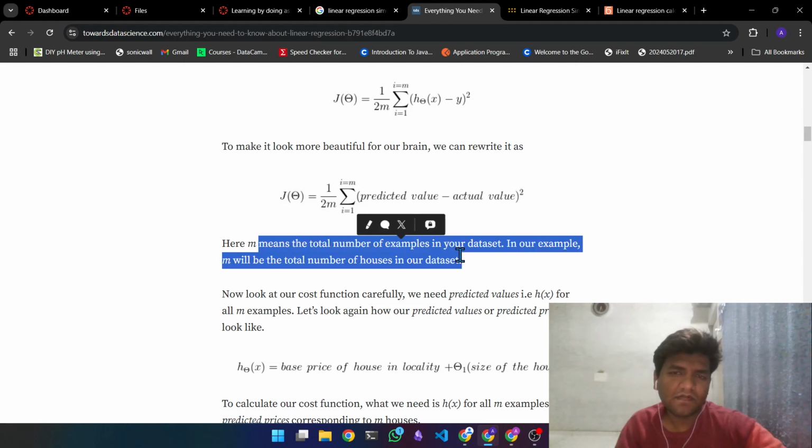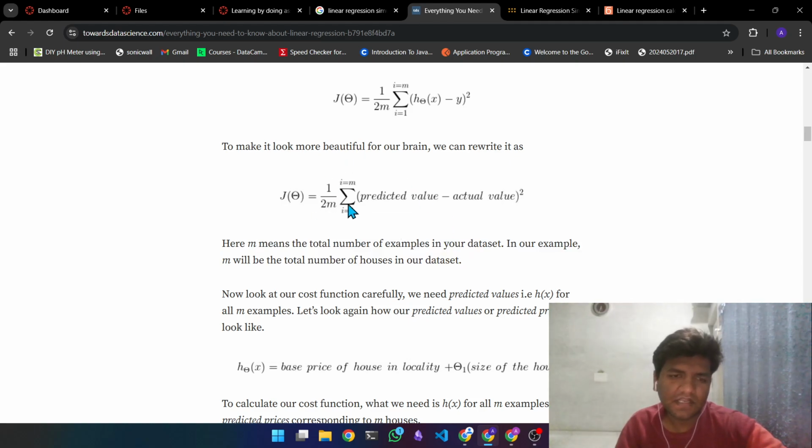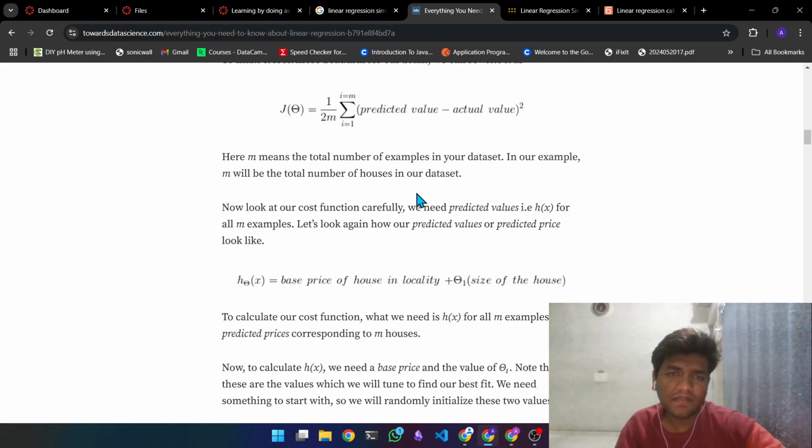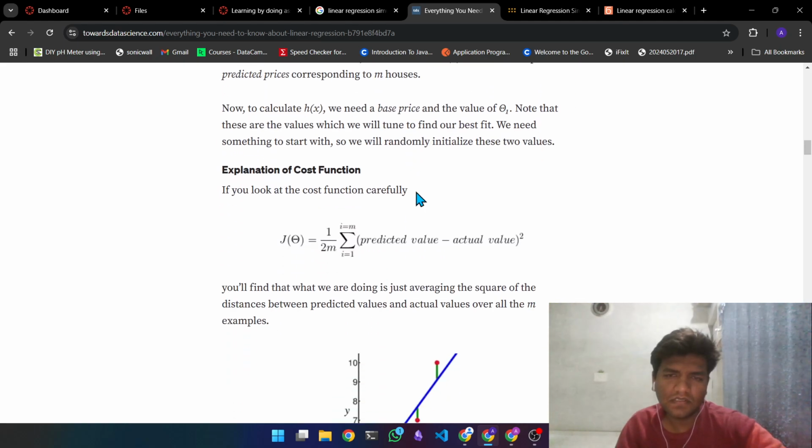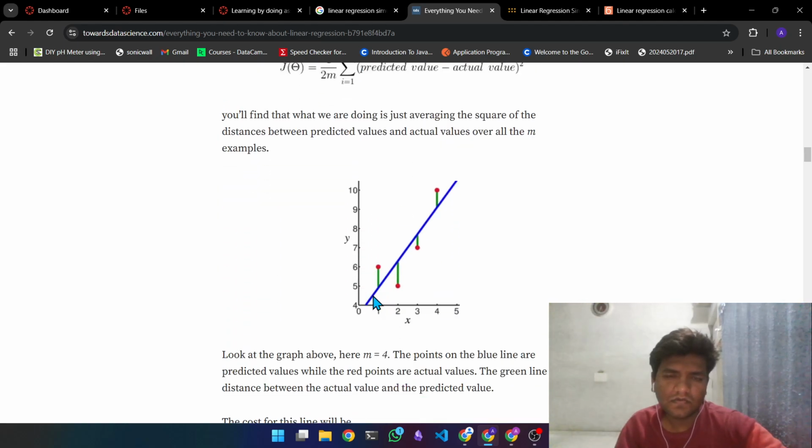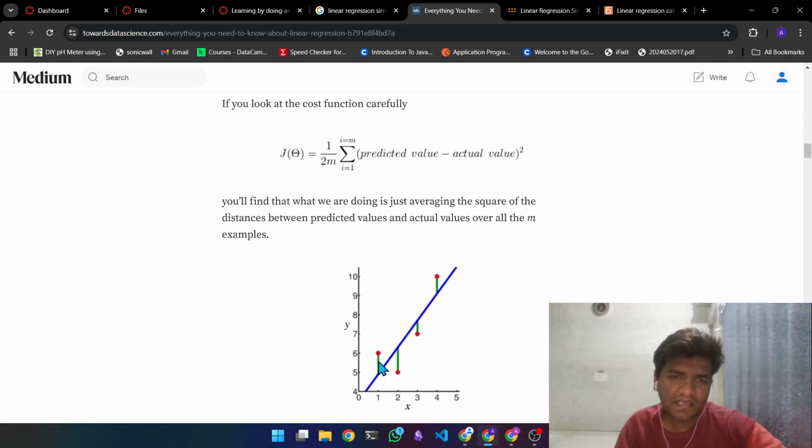Here, M means the total number of examples or the observations that we have. To visualize this, there is something I would like to show you. This is the predicted line that is being predicted by our equation y is equal to mx plus c, or the hypothesis, and these are the actual observations. The green lines that you see here, the sum squared average of these lines, is the cost function.